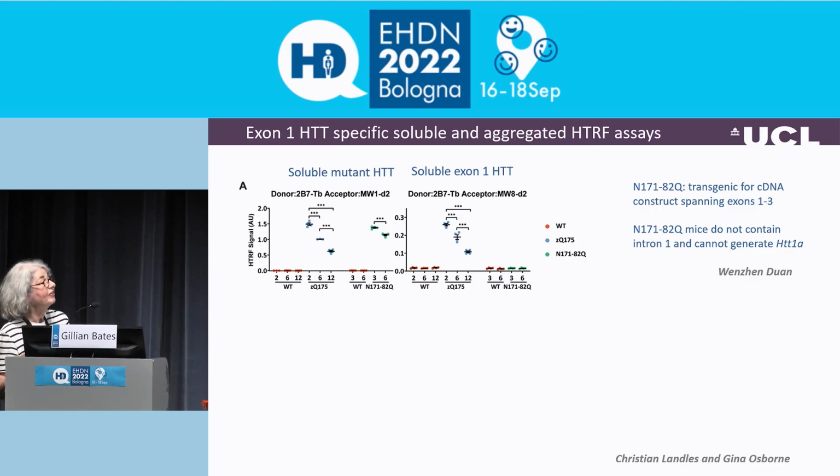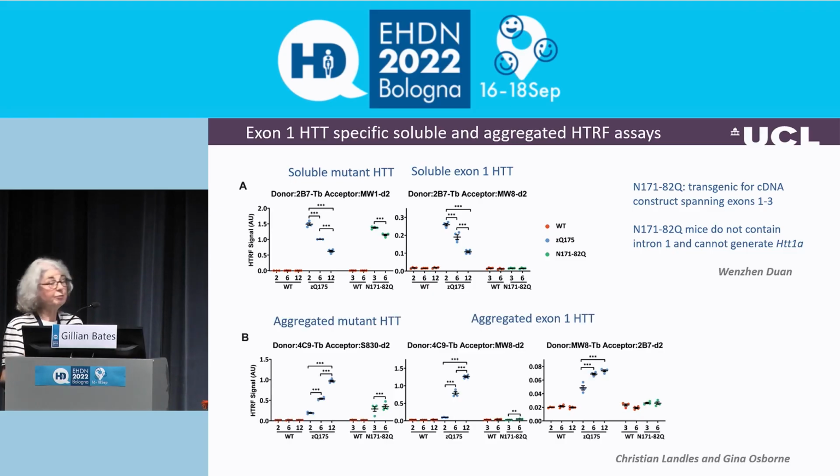If we use 2B7 to MW8, which we hope would be exon 1 specific, again, we see a reduction in our ZQ. We know that exon 1 is present in the knock-in mice, and there is no signal in the transgenic mice. So they don't produce exon 1, and this is a specific assay.